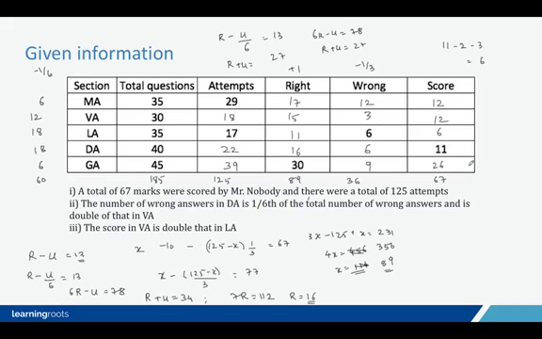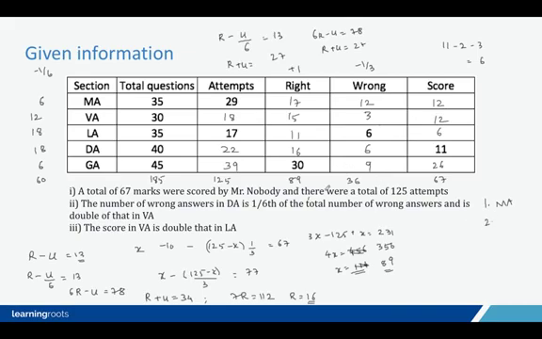So the first question asks us, in which section does Mr. Nobody have the most number of wrong answers? So the highest number of wrong answers were here, and so the answer to the first question would be MA. So that is the code of the particular section, and so MA will be the answer. The second question is, how many marks did Mr. Nobody lose because of incorrect answers?